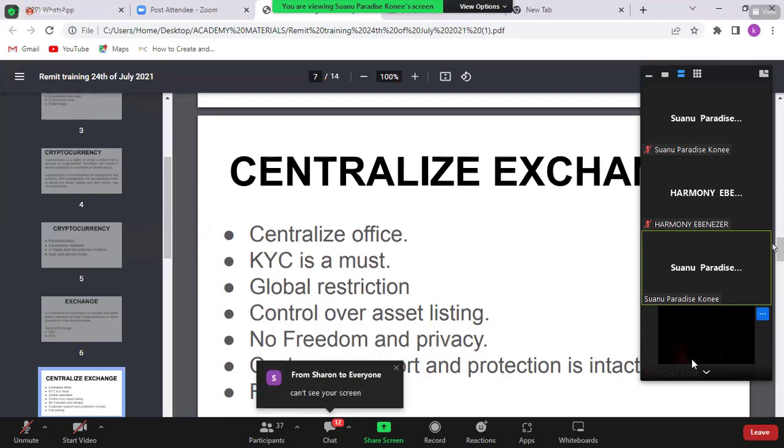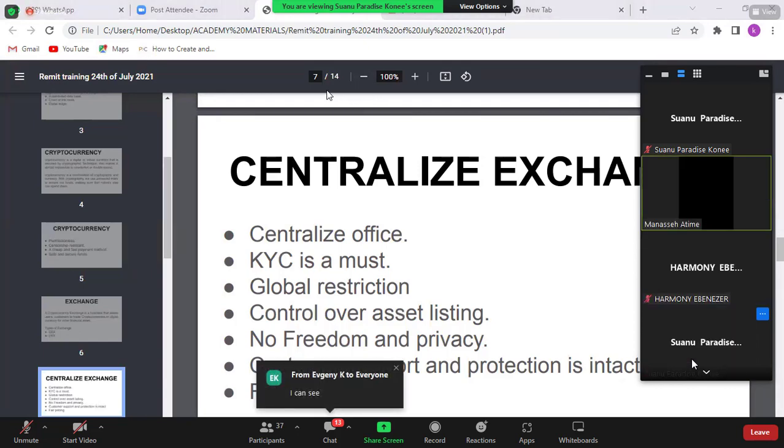Control over asset listing means, when someone says they cannot see my screen, I want to believe it's just him. Indicate if you are not seeing my screen. Let me be sure. I'm seeing your screen. Okay, then it's just one person. Please correct me. Yeah, it's okay. Thank you very much. Let's proceed.